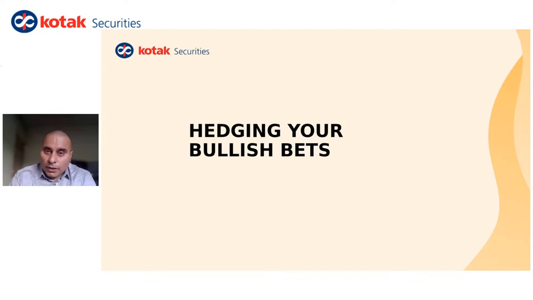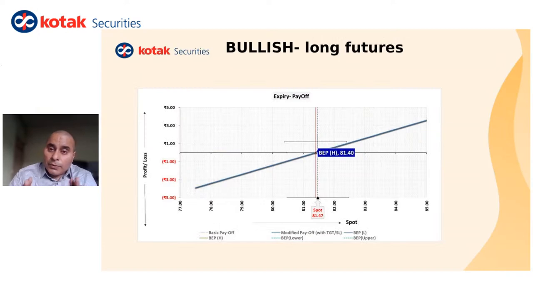Now, we talked about why the options market is so attractive in currencies. Then we talked about the relationship of implied volatility with the spot and with the realized volatility. Now we will talk about how you can convert your bets in options into hedge strategies. Let's take the first scenario where we are bullish. We have a bullish view in the market that we are expecting the USDINR to rise. Right now it is 81, so it will head to 82 or 83.